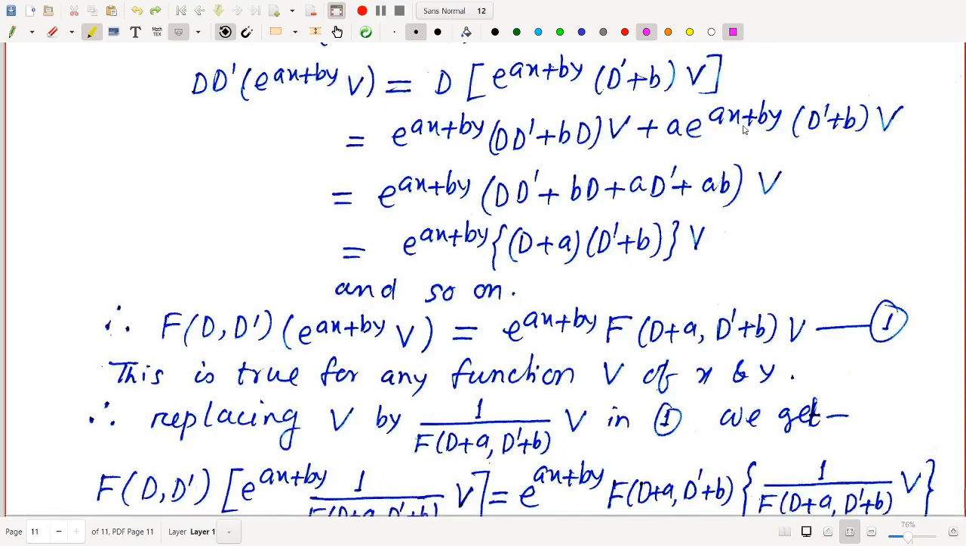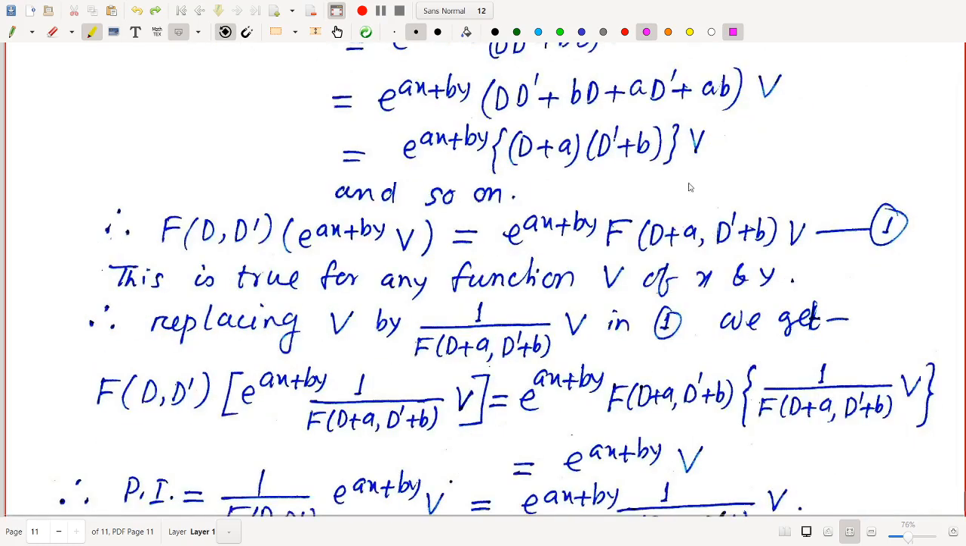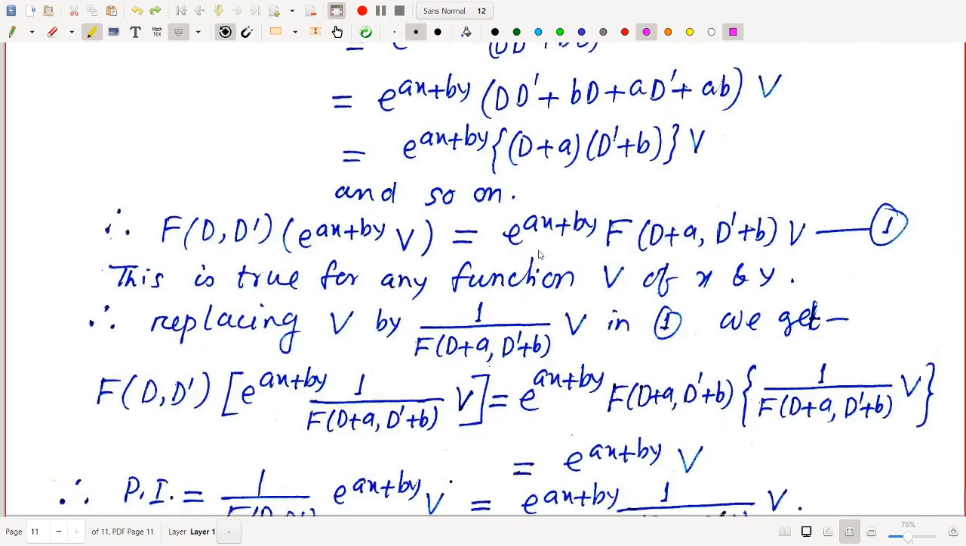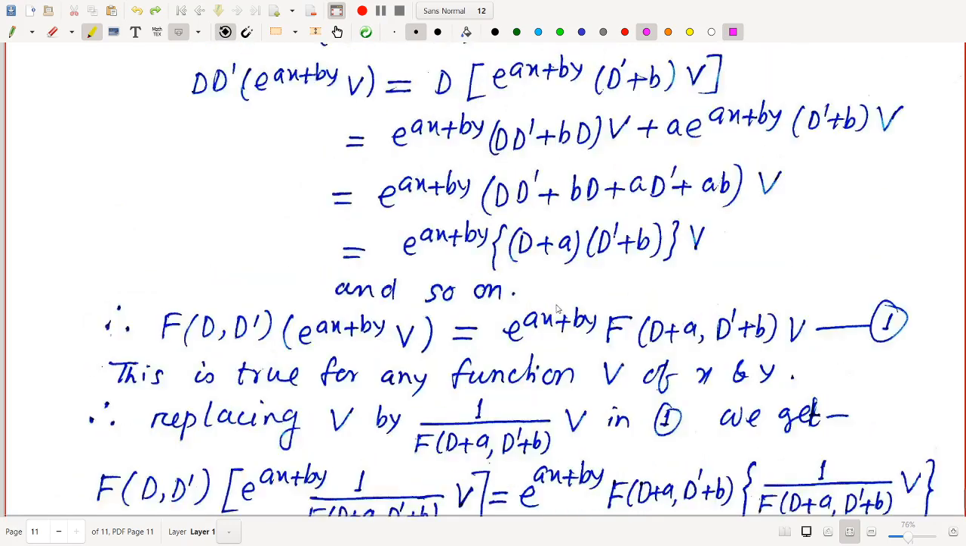So finally, e to the power ax plus by is taken to the left because it is not operating on anything, and here a into D dash, and this operator operates on b, but this is (D plus a) into (D dash plus b) operates on b, and so on. Higher degree terms can be simplified like that. Every time we shall see that D is replaced by D plus a, D dash replaced by D dash plus b, and e to the power ax plus by comes to the left.